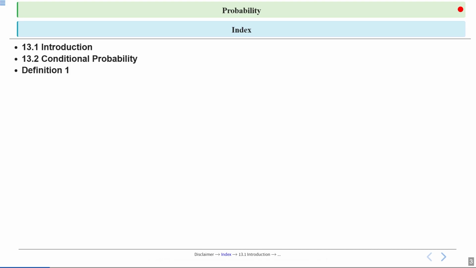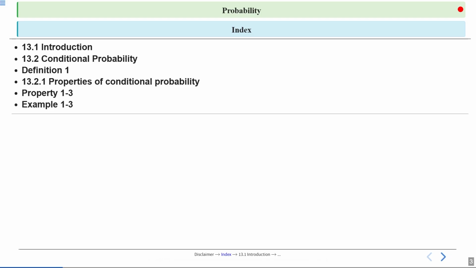Conditional probability is written as probability of A upon B, right? After that, next, we will look at the properties of conditional probability. These help us to understand how conditional probability behaves and how we can use it in different situations, right? Then we will focus on properties 1 to 3. We will solve examples 1 to 3 and see these ideas in action, okay? So let's start.